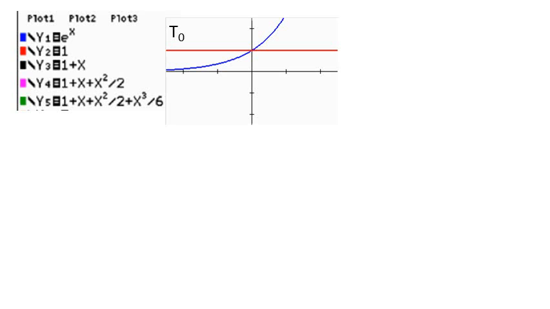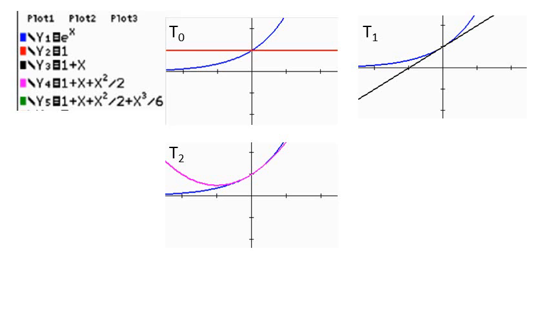T sub 0 is only a good approximation of e to the x very close to x equals 0. T sub 1 sticks close to e to the x for a slightly longer period of time. T sub 2 is very close to e to the x for a longer interval. And T sub 3 curves closely to the graph of e to the x for an even longer interval. As we add more terms to the end of the polynomial, the graph is a close approximation to the graph of e to the x for longer intervals.